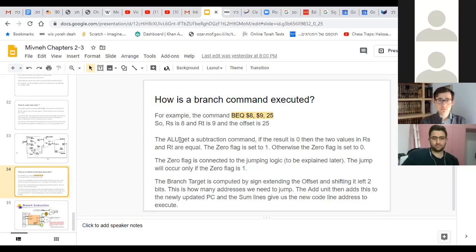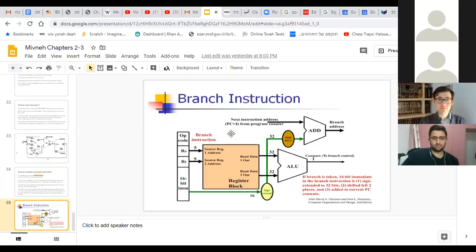Okay, what are we going to do? The ALU, so this is just a description of what we're going to see over here, but it's easier if I just show you the picture and describe it. So here's your branch instruction. I pulled this off the internet, so it's a little bit prettier.